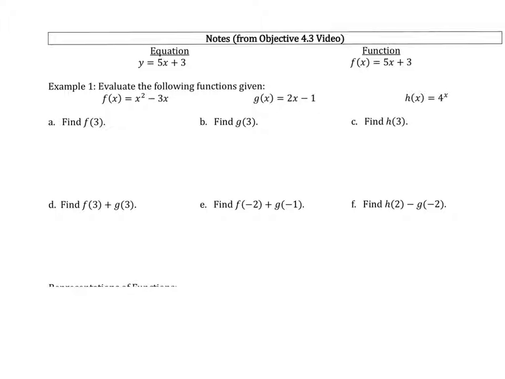Okay, so notice at the top of this section, it says equation y equals 5x plus 3, function f of x equals 5x plus 3. These two things say the exact same thing. The function is just named differently. F of x means the same thing as y. Okay? All right, so let's just explore function notation a little bit further.